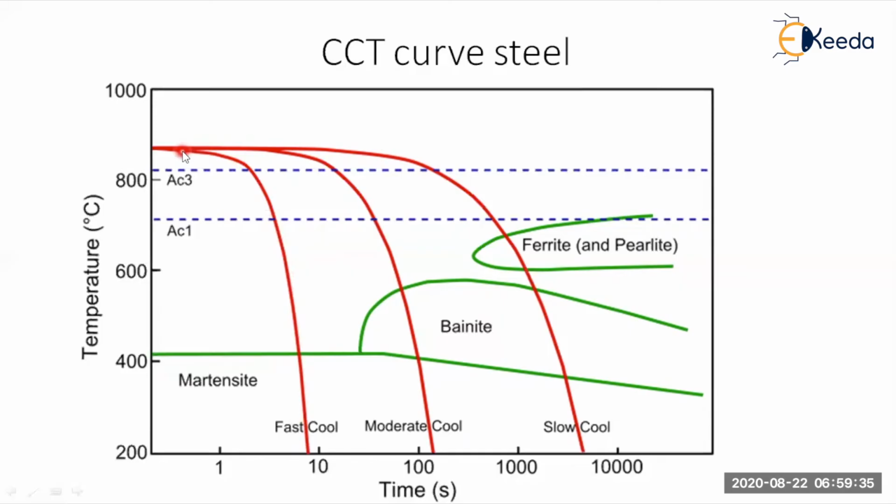This first line indicates faster cooling, and due to this fast cooling, martensite is going to be formed. Now coming to the next line, please observe the second red line here. That means if you increase the time for cooling, suppose you represent that as a moderate cool, then you will get the bainite structure.